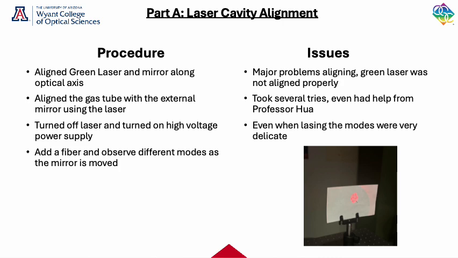Part A of this lab was the laser cavity alignment. We began with the green laser and aligned it on the optical axis with the mirror. We then inserted the gas tube and aligned this using the laser and the mirror.